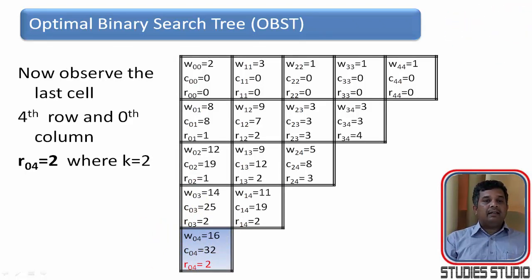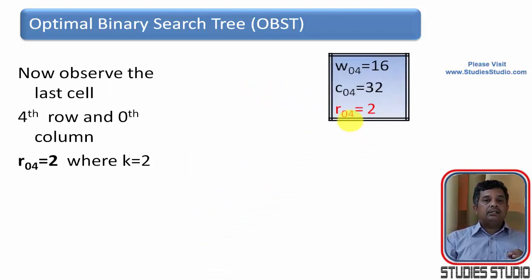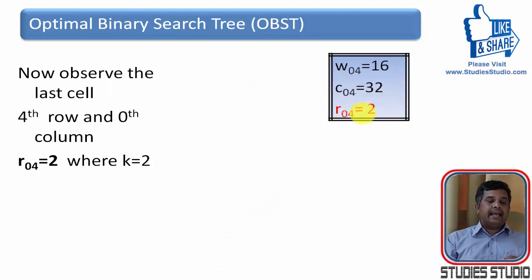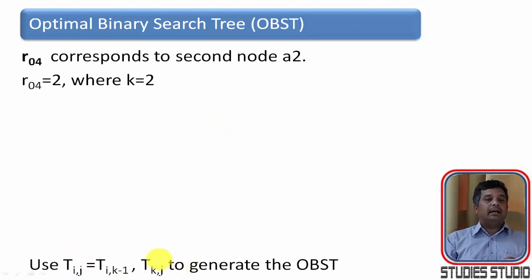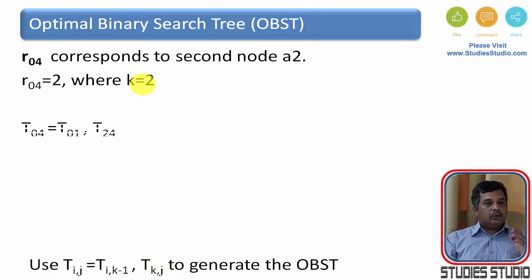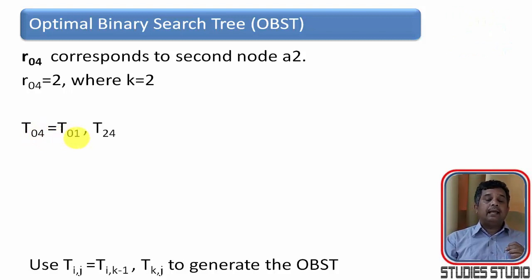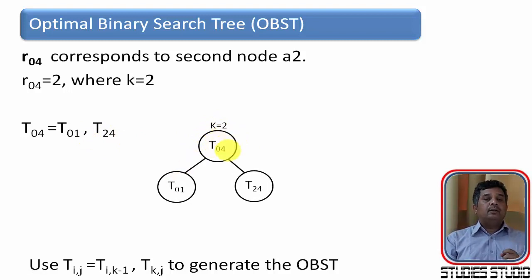Now the data we are having is this one. R04 is equal to 2. It means k equal to 2. So initially we will take T04 with k equal to 2. And we are going to apply this particular formula, that Tij equals Ti,k-1 and Tkj. Now here k is equal to 2. If we substitute, we will get T04 equal to T01 and T24. So this node is going to have two children, that is T01 and T24.